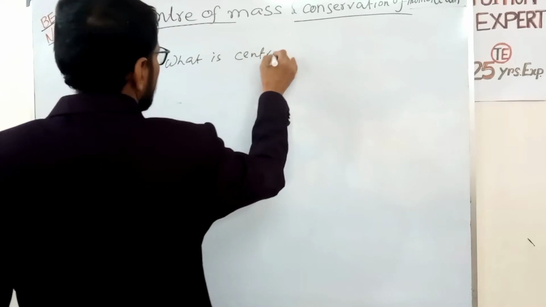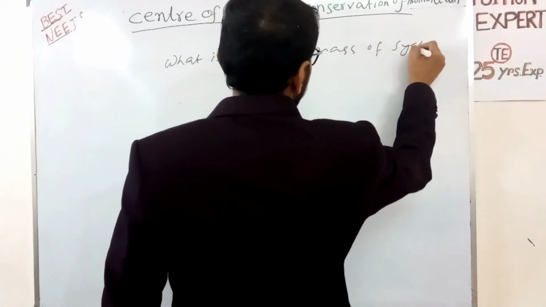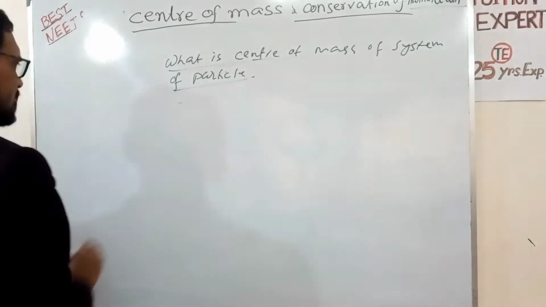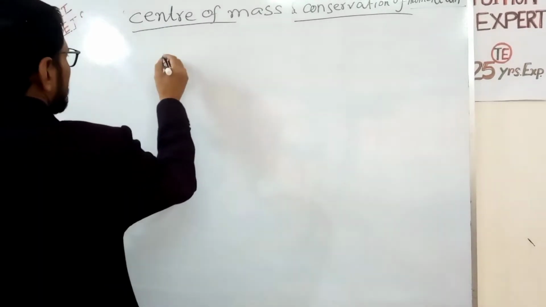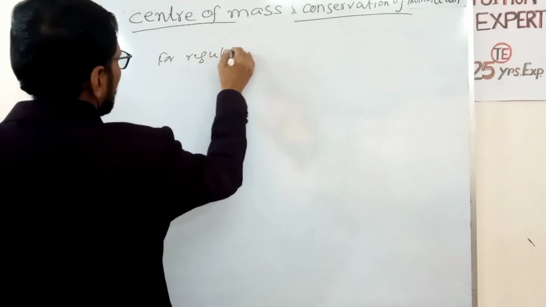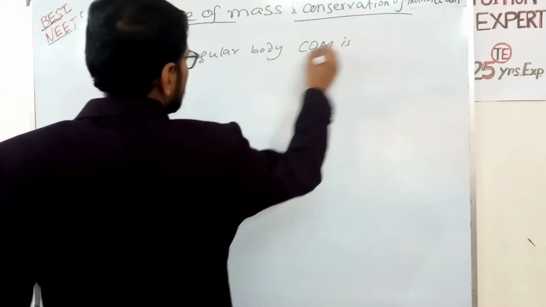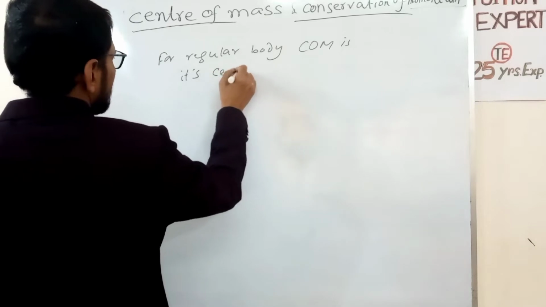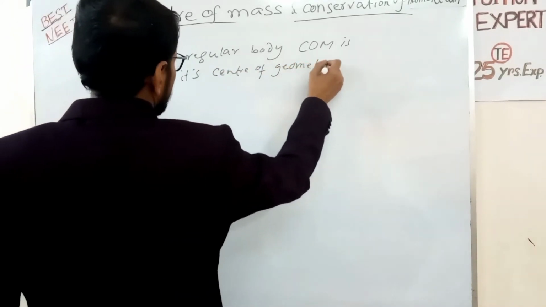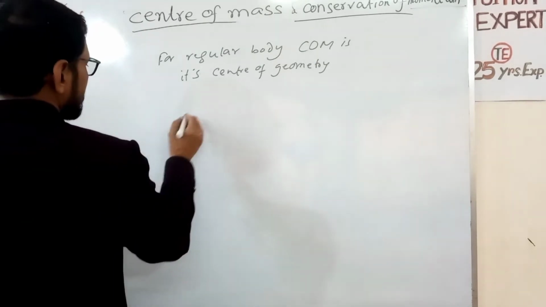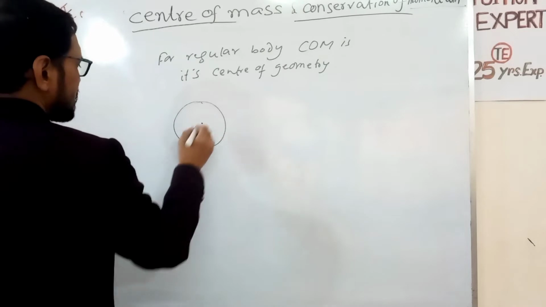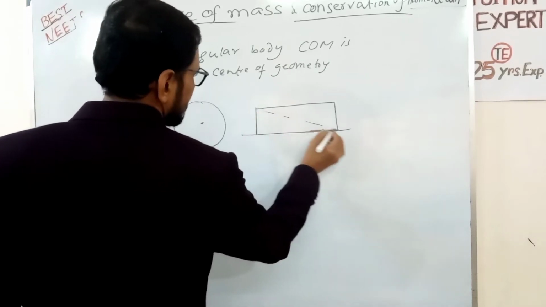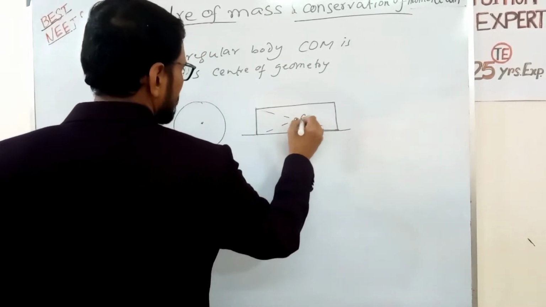What is the center of mass of a system of particles? For a regular body, the center of mass is its center of geometry, that is, the geometrical center of the body is the center of mass. Suppose a sphere: its geometrical center is its center, so this is the center of mass. Suppose a rectangular block: its geometrical center is the intersection of the diagonals, so this is the center of mass.